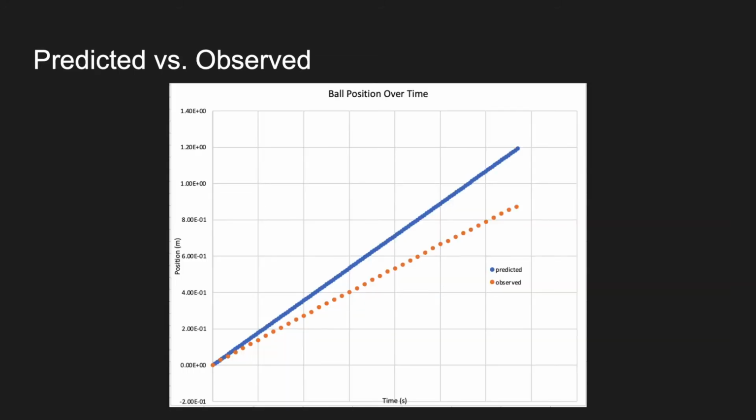When the graphs of predicted and observed motion are imposed onto one another, it becomes apparent that there is a large discrepancy between the expected and observed velocities. Notably, the difference between the two lines grows over time. To explain this, we need to return to the momentum principle and the consequences of a net force, friction, on the ball's velocity.